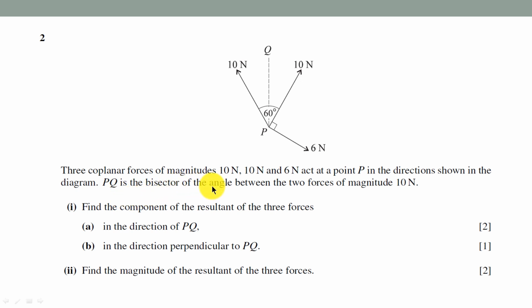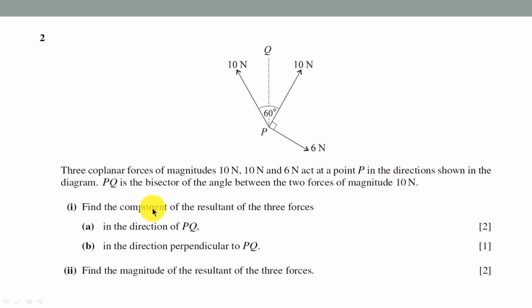PQ is the bisector of the angle between the two forces of magnitude 10 newtons. In other words, this one bisects this angle. To bisect is to divide it into two equal parts or equal sizes. So if this is 60, then this angle here is 30, and this angle here is 30.